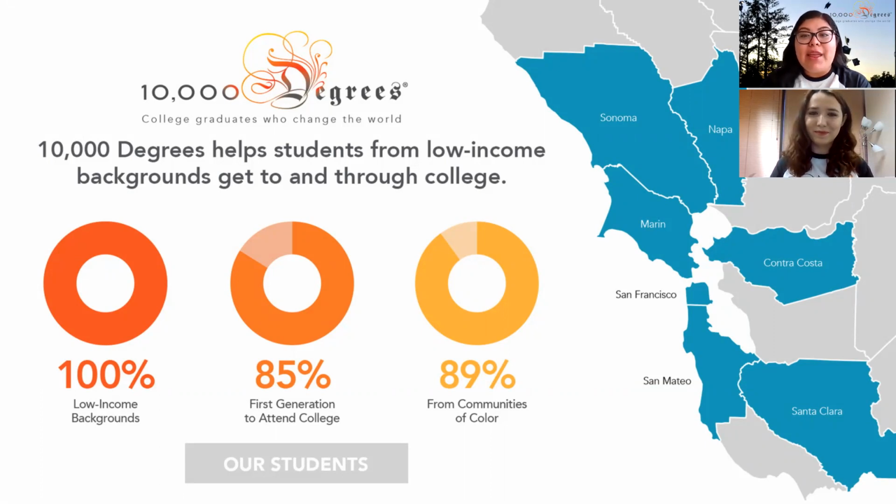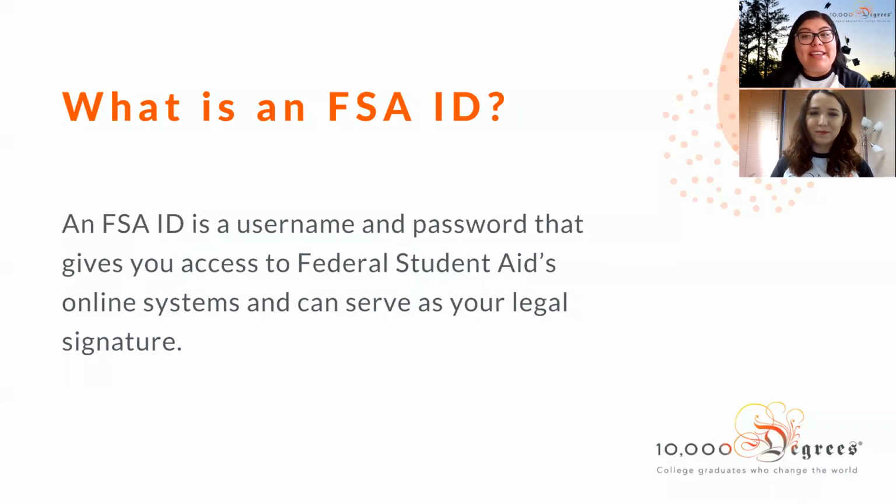So to get us started, I am going to be going over what is an FSA ID. An FSA ID is a username and password that you create that allows you access to the Federal Student Aid's online system, which includes the FAFSA application. Using your username and password will serve as your legal signature when submitting your FAFSA successfully.